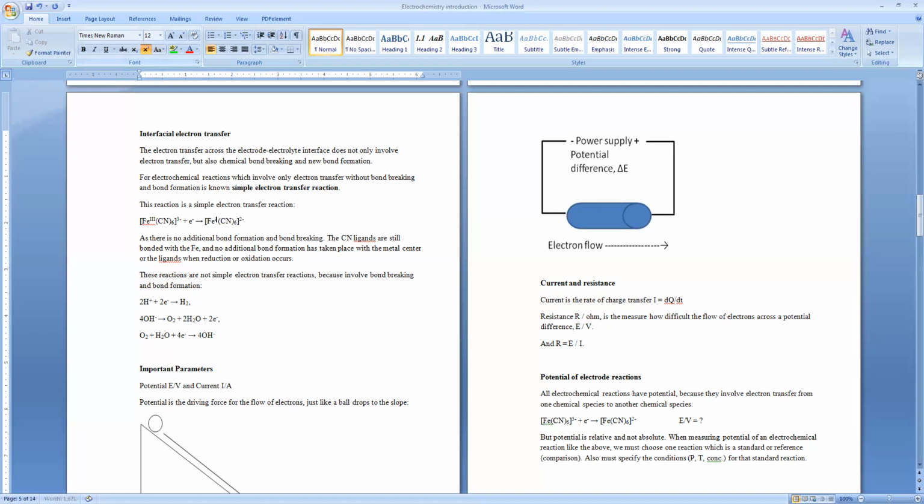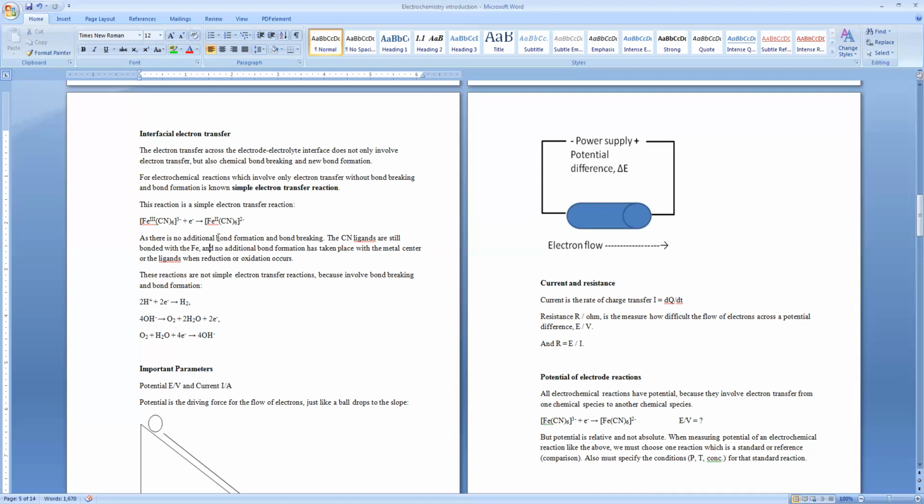Ferrum 2. When you add 1 electron, it becomes ferrum 2. So the oxidation state changed from ferrum 3 to ferrum 2, but the cyanide ligands are still bonded. So this electrochemical reaction, or reduction, only involves electron transfer. This electron comes from the electrode, it moves into the ferrum 3, and the ferrum 3 becomes ferrum 2.